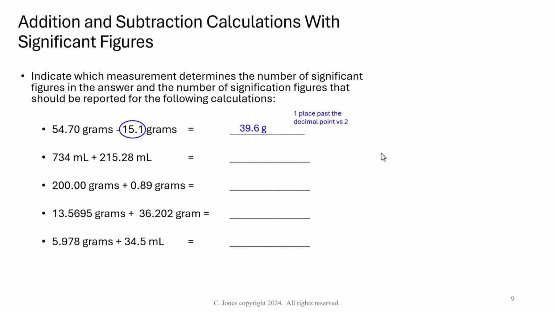734 plus 215.28. The 734 has no places to the right of the decimal point. So our answer can have no places past the decimal point. So this is simply going to be 949 mils because 2 will be the next digit to the right of our significant figures. 2 is less than 5, so there's no roundup.